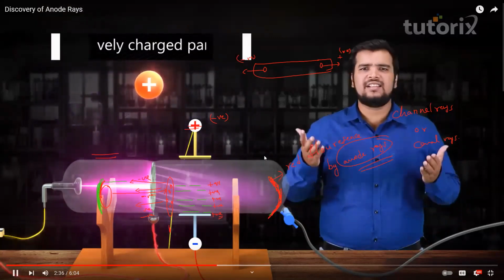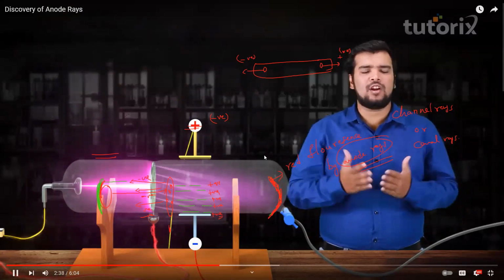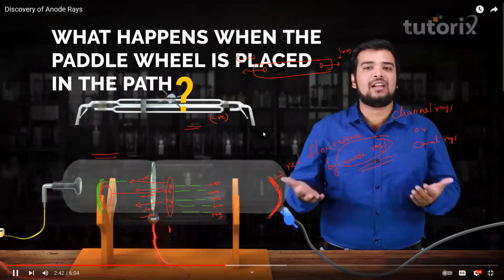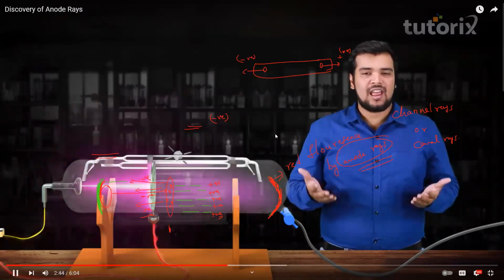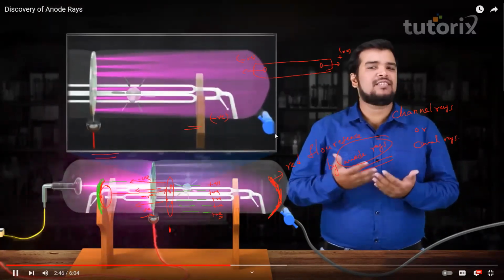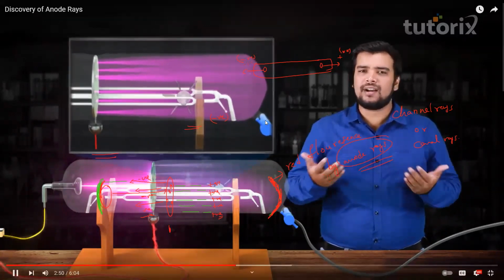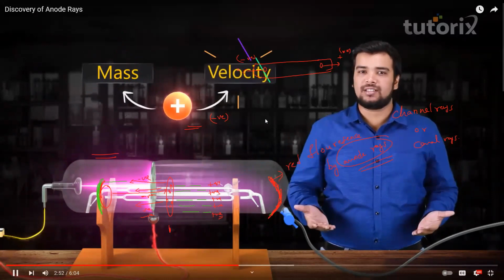Now, since these anode rays are probably made of particles, let's see what happened when they placed the paddle wheel in their path. As expected, the paddle wheel started spinning, suggesting that these anode rays are made of particles which have mass and velocity.